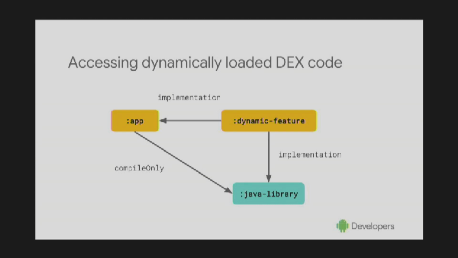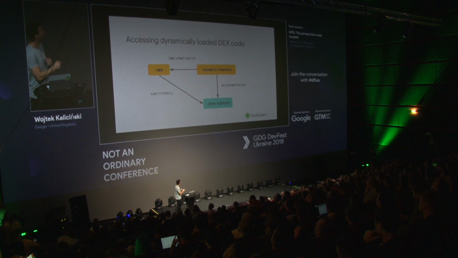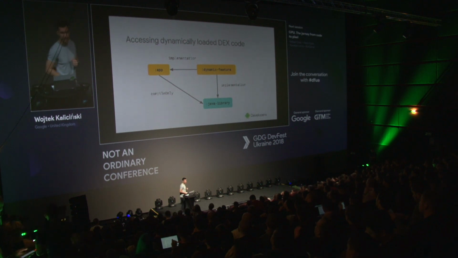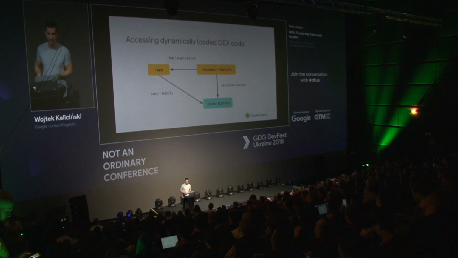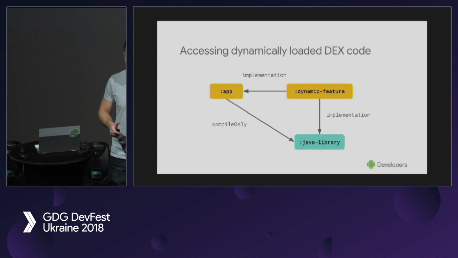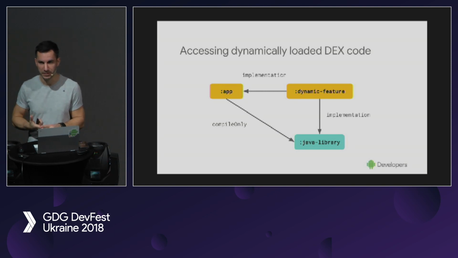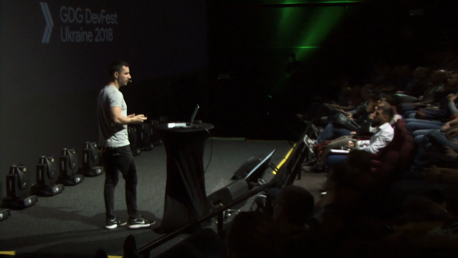So one solution is, if you can extract that functionality that you need into a pure Java module and have your dynamic feature depend on that, you could theoretically have the app also depend on it with a compile-only type of dependency. That means that you don't have to use any reflection to access the classes that are contained in the Java library. However, probably for most apps, that will not be the case, because a Java library cannot use Android SDK interfaces, it cannot use Android resources, and so on and so on. Okay, so what can we do?